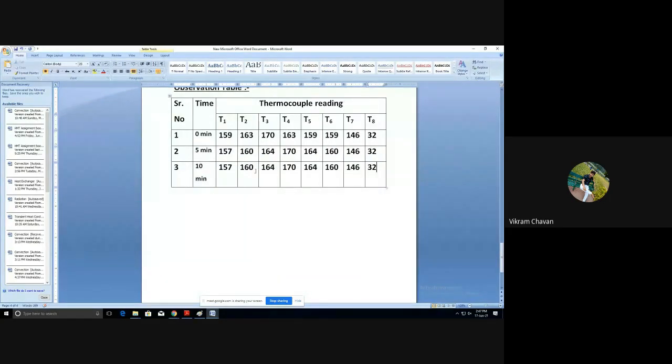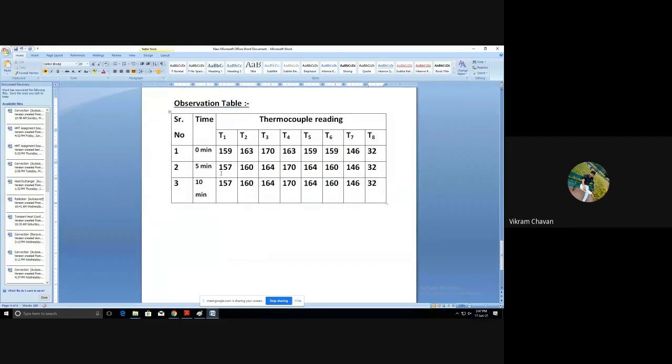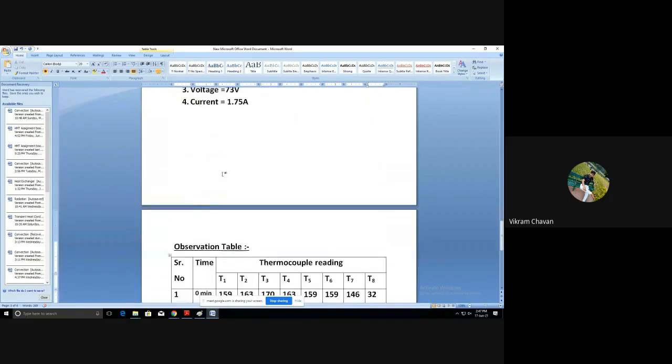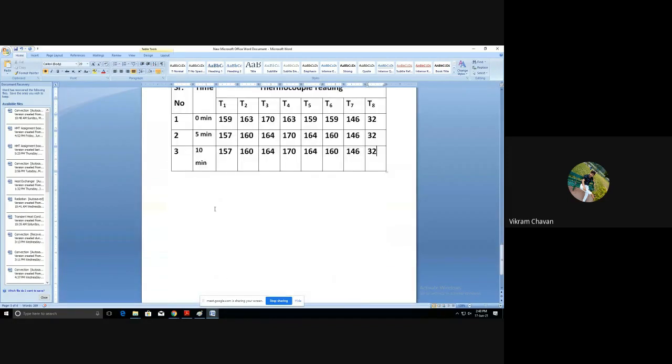Okay. So we can say that if the previous reading and current reading are matching, then we have achieved the steady state, because the temperature is not changing with respect to time. So we have achieved the steady state. Now next, the part is the calculation part.